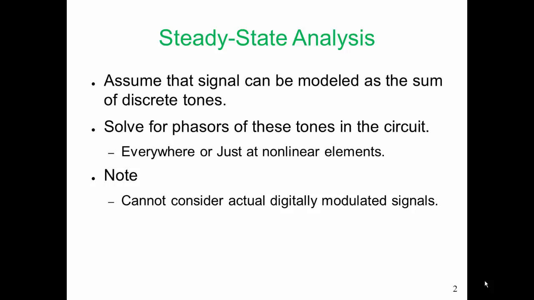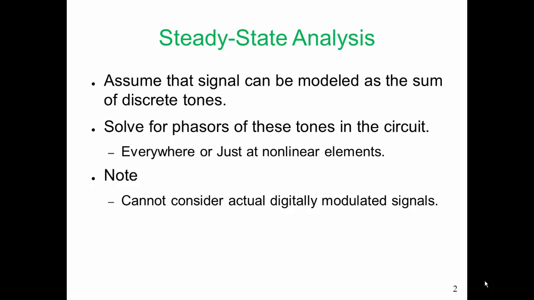Now we can solve for the phases of the discrete tones that we're using to represent our actual real-world signal. We can solve for the phases everywhere, or we can solve for the phases just at the nonlinear elements. When you look at an RF circuit, you see that there are a very large number of linear elements and usually very few nonlinear elements. Maybe a few diodes, maybe a few transistors.